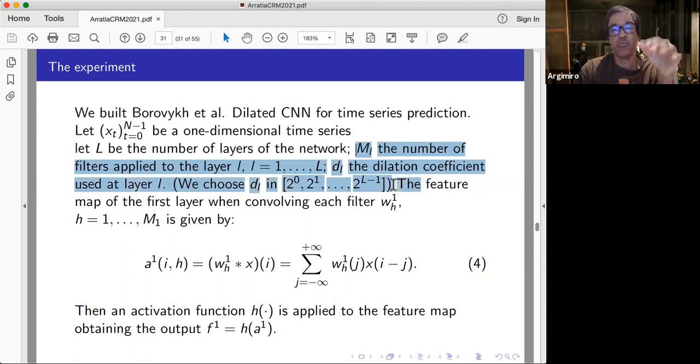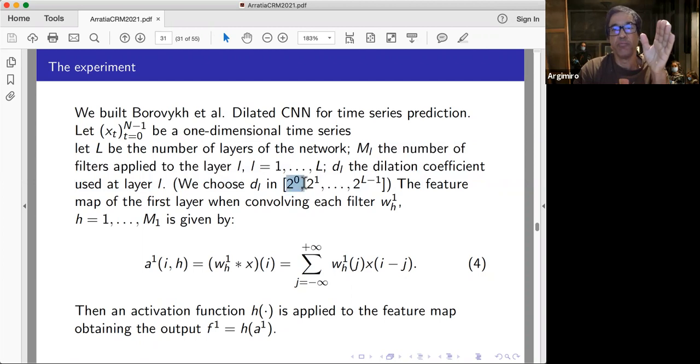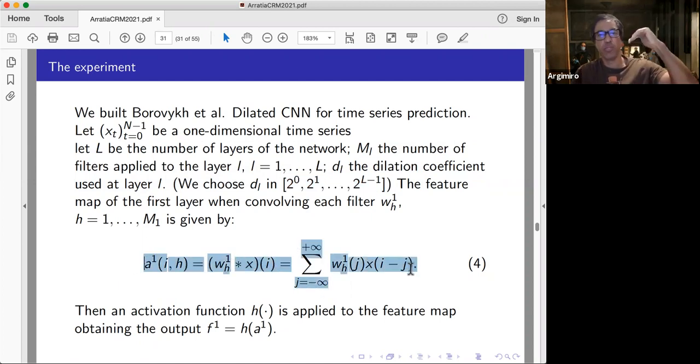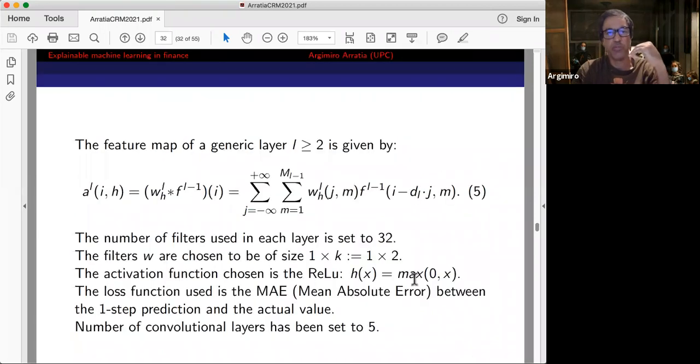And just as they do, we use different values for D_L, ranging from 2 to D_L minus 1. So a typical feature map when convolving from inputs into the first layer will look like this, and then you recursively apply this. So the feature map from layer to layer will look like this.